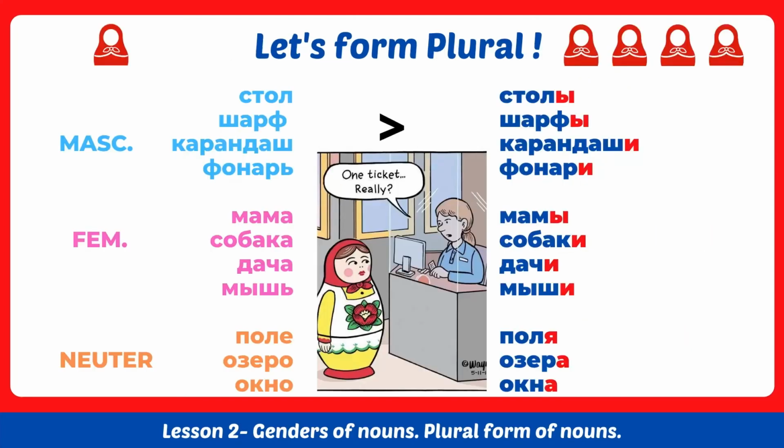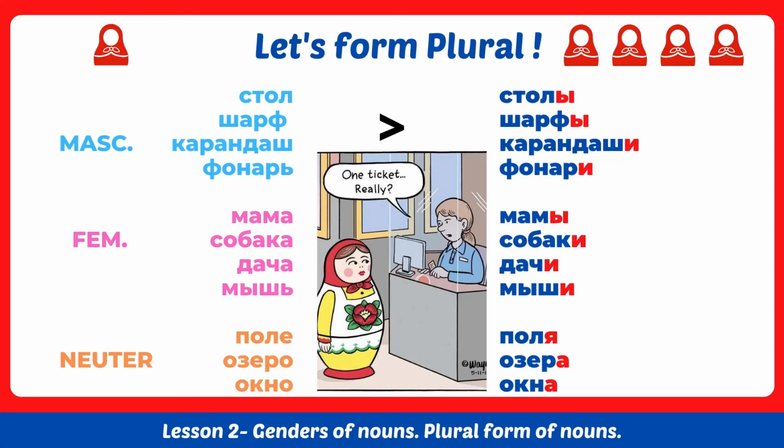Let's form plural forms together. Stol, столы. A masculine noun ending in a consonant takes ы in plural. Scarf: same. It's a consonant, and it's a masculine gender noun. So the ending in plural will be шарфы. Карандаш, карандаши. Sh is one of the 7 consonants after which you put и instead of ы. Фонарь, фонари. Usually all the nouns ending in a soft sign will have и in the plural form.